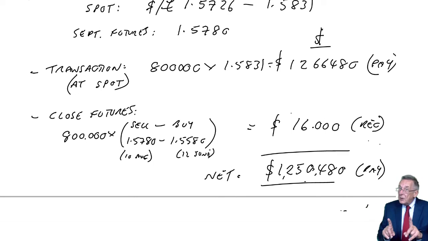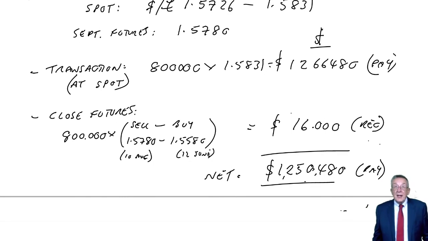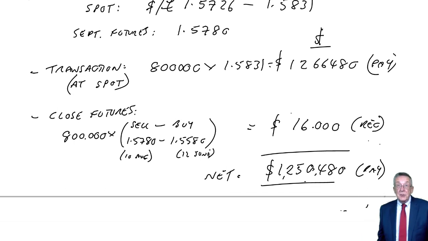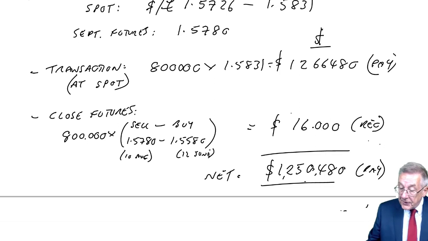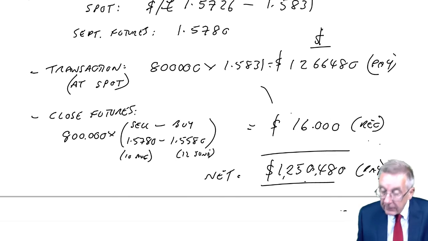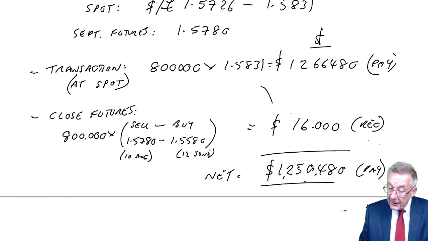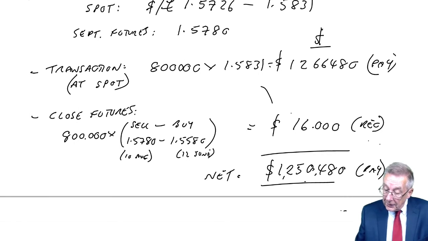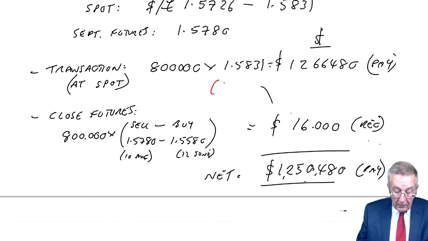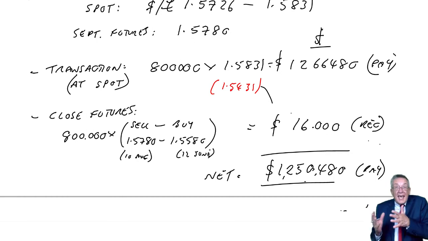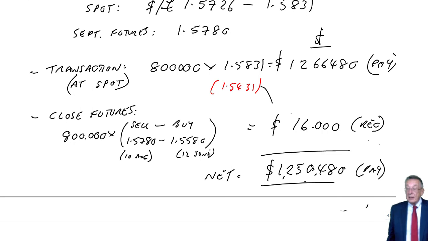And it works both ways though. The spot could have gone the other way. Suppose the spot rate had gone down 2 cents. I'm not going to redo the whole question. You should be able to revisit it or try it yourself. If it had gone down 2 cents, it would have gone down to 1.5431. And so we gain on the transaction. We'd be paying less.